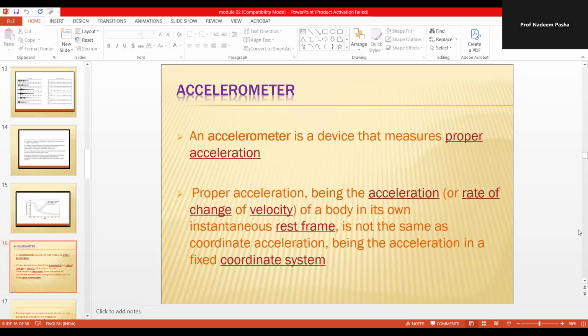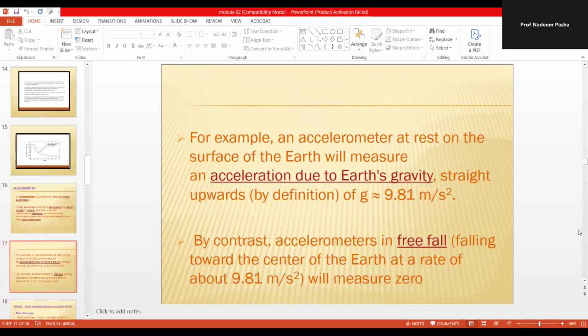So how are we understanding the working of an accelerometer? For example, an accelerometer at rest on the surface of the Earth will measure an acceleration due to gravity straight upward, by definition g equal to 9.81 meters per second squared.